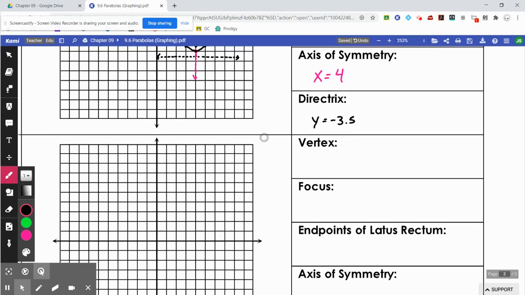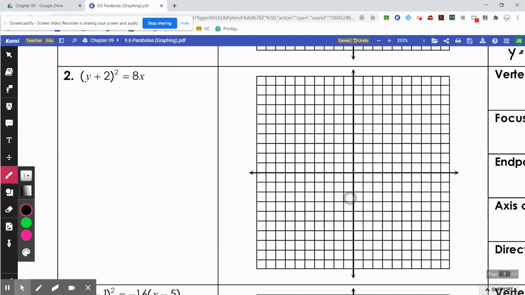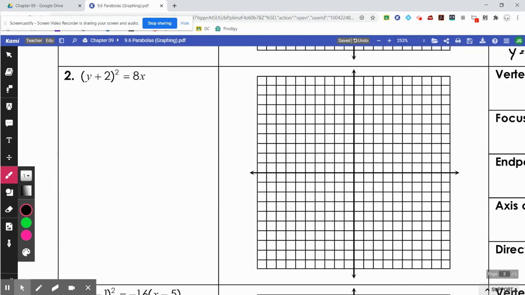Okay, let's move on to the next one. Number 2, notice that x is not being squared, but the y is. So that means that this is going to be a horizontal parabola, which means it's going to either open left or right. So let's move the 8 over by taking 1/8 of the other side. So you have x is equal to 1/8 (y + 2) squared.